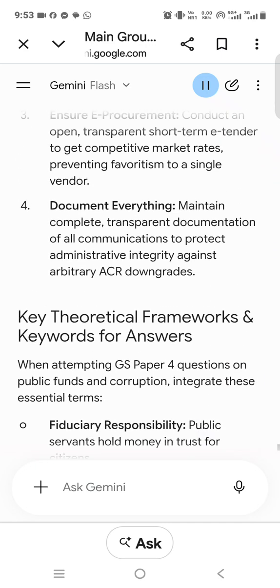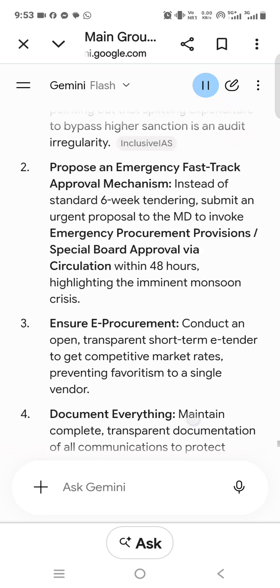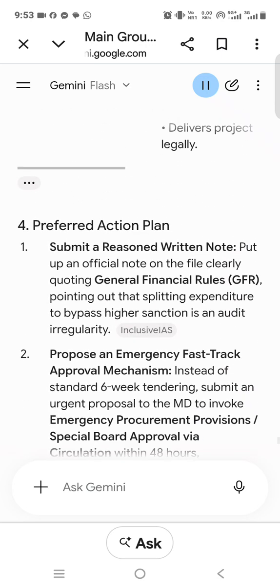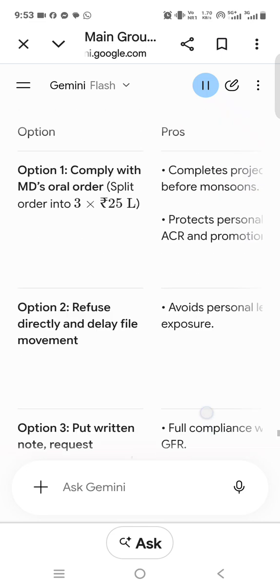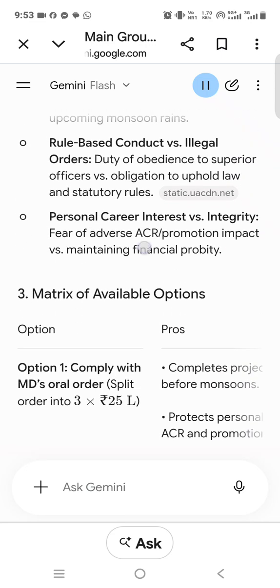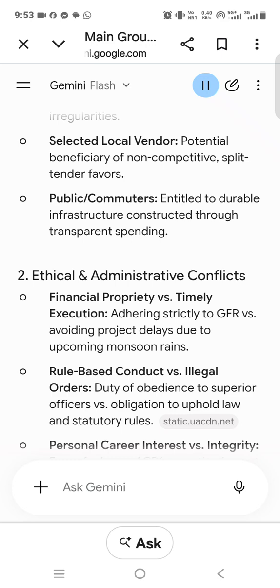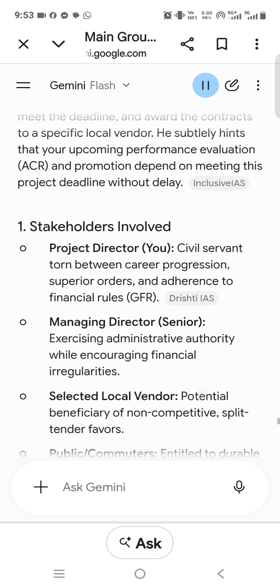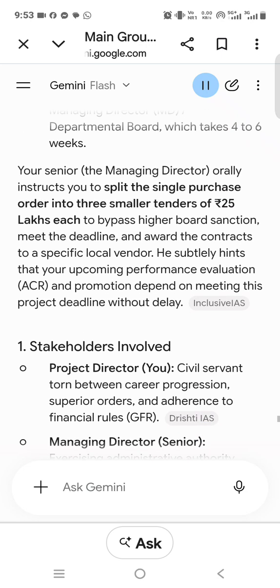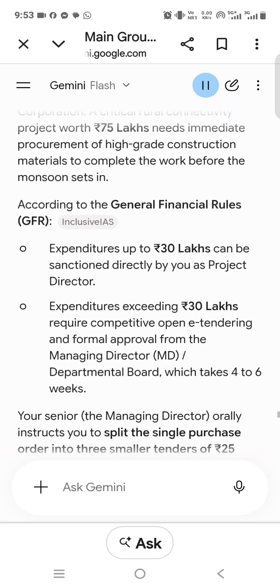1. Stakeholders involved. The district magistrate, custodian of public funds, bound by constitutional ethics, administrative rules, and fiduciary responsibility. Genuine rural workers, job seekers, deprived of legitimate wage earnings and social security benefits. The local nexus, sarpanches, contractors, block officials, perpetrators of fund diversion and systemic corruption.